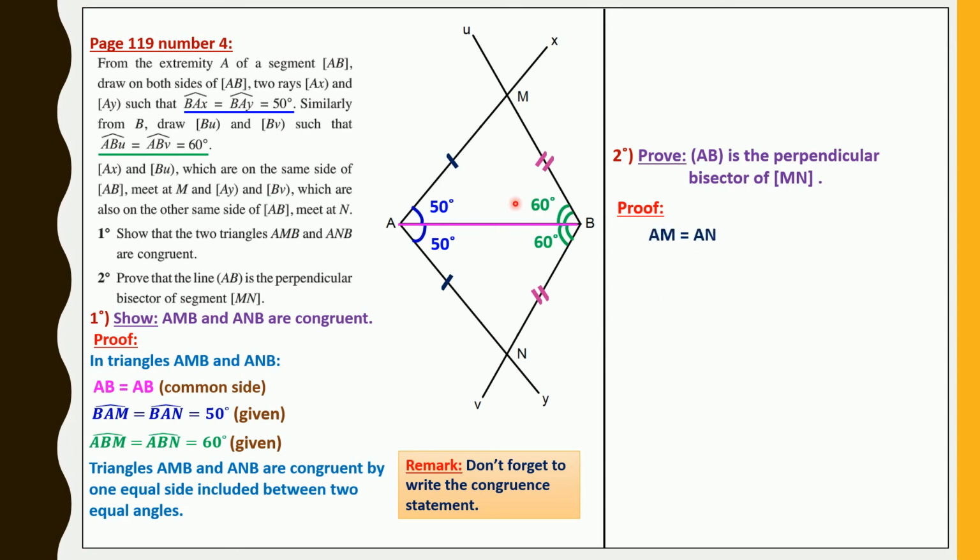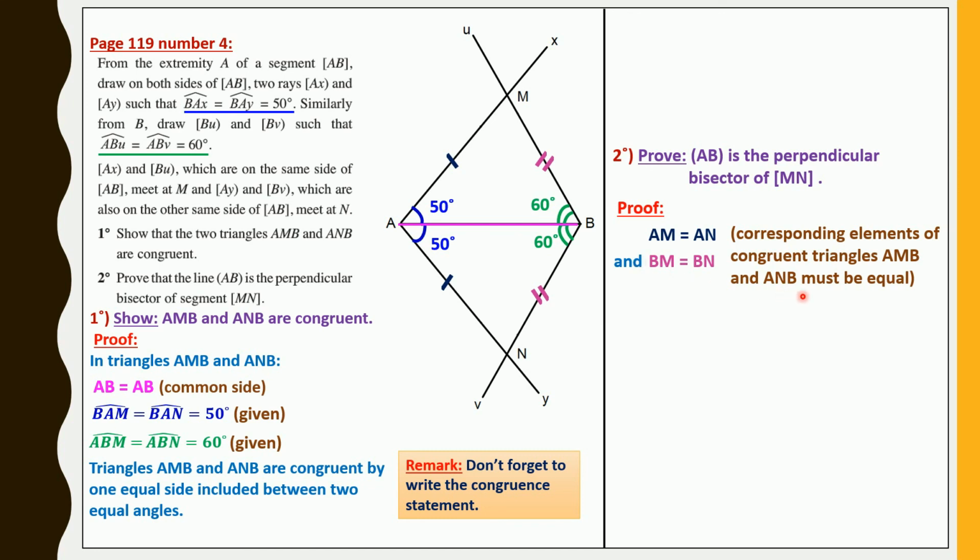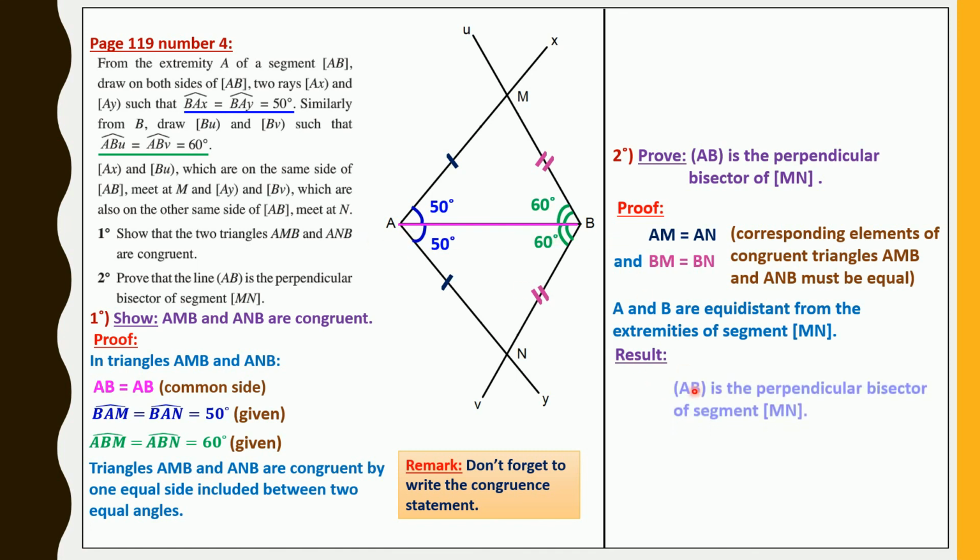So AM equals AN and BM equals BN, because they have the same reason, we can write it for both at the same time: corresponding elements of congruent triangles AMB and ANB must be equal. That's why points A and B are equidistant from the extremities of segment MN, and as a result, line AB, or the line passing through points A and B, is the perpendicular bisector of segment MN.